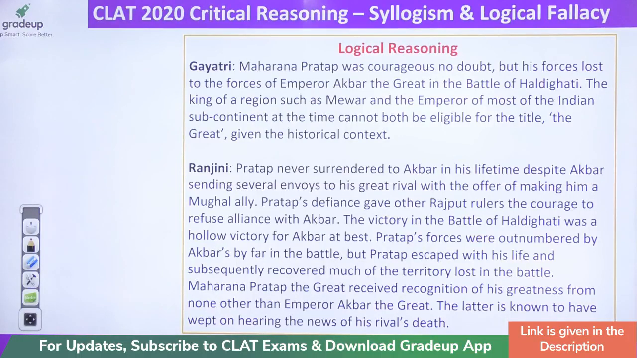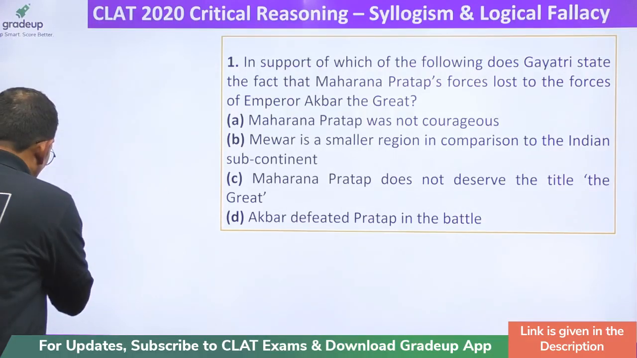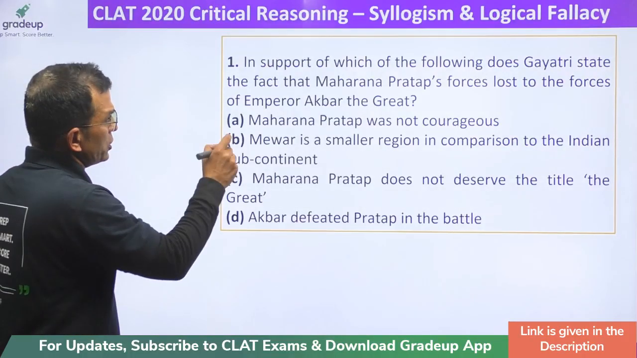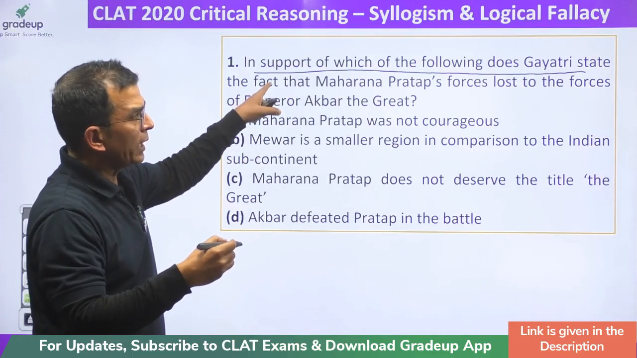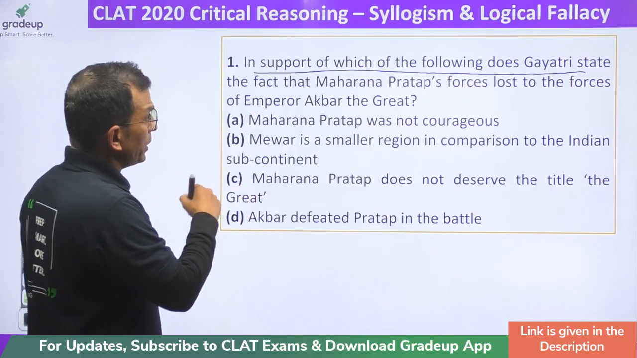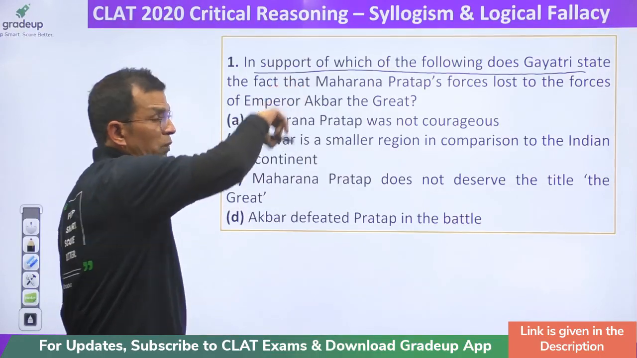Done reading? Okay. If you want to come back to the passage, I'll show you the passage again. So let's check this. In support of which of the following does Gayatri state the fact that Maharana Pratap's forces lost to the forces of Emperor Akbar the Great? Now the question is, please pay attention now. The question is, in support of which of the following, which means this is the supporting element, and this is the conclusion. So we are trying to find a conclusion for which this particular statement is the support.